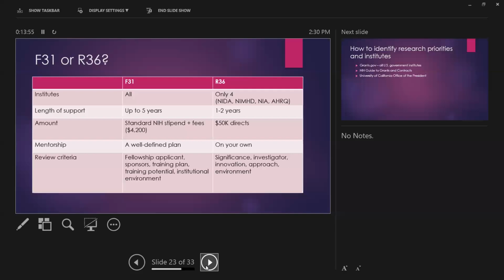Okay, so these are the different types of grants, and later we'll talk about how to identify different research priorities and how to figure out which institute to apply for, and how to work within that system.